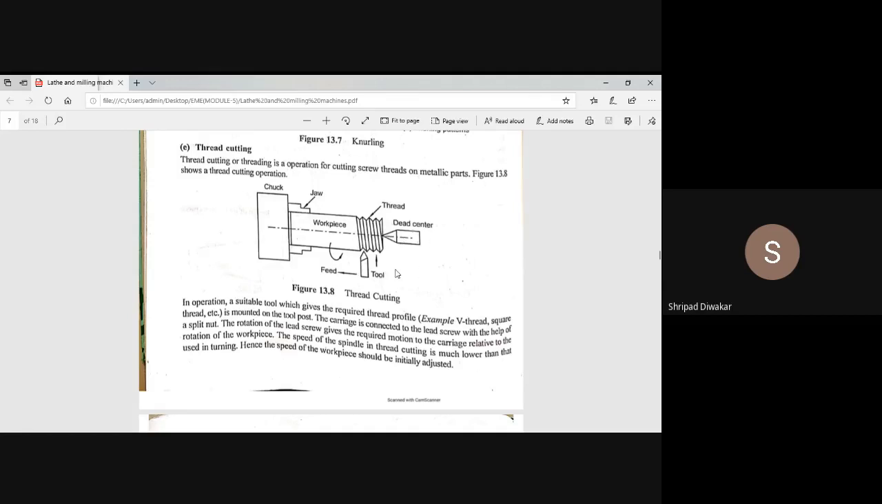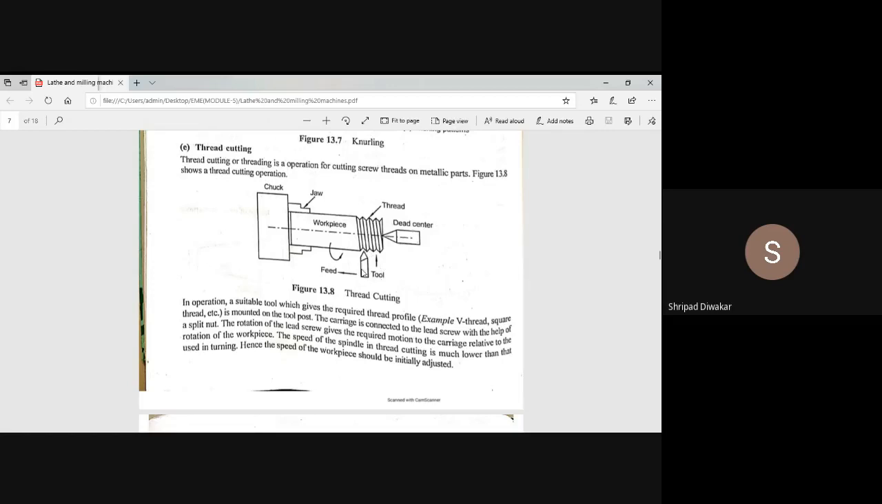In order to generate a proper thread, we fix the threading tool in the tool post. And once again, the cutting speed, meaning spindle speed, should be less as compared to normal turning, because we have to generate the thread. We fix the threading tool inside the tool post. The tool moves in a direction parallel to the axis of rotation, and as it moves for a number of passes, it will generate the required thread.